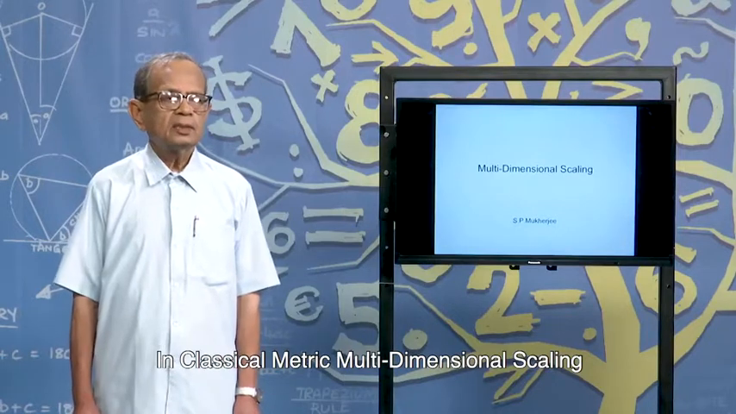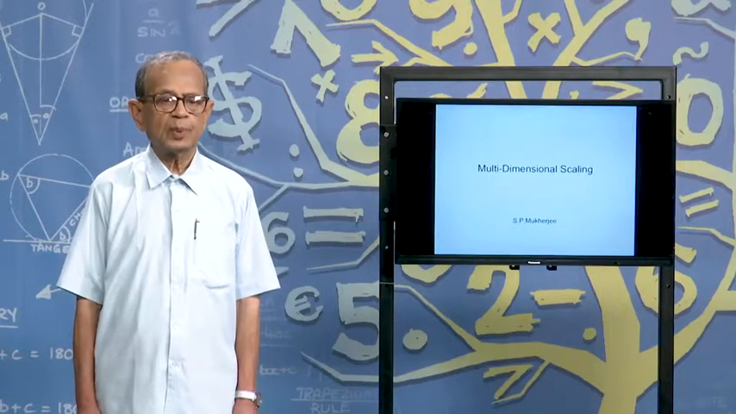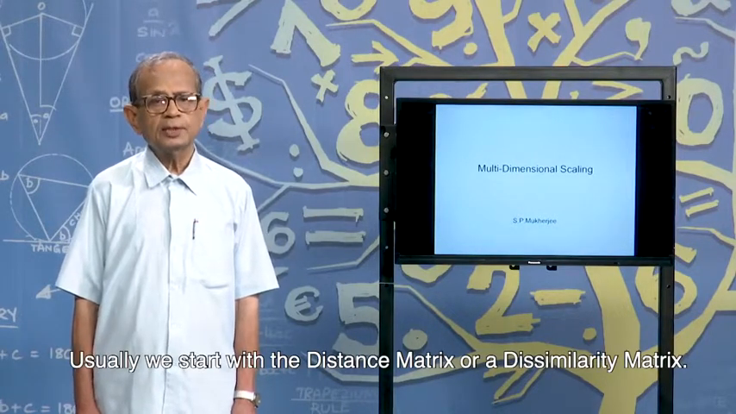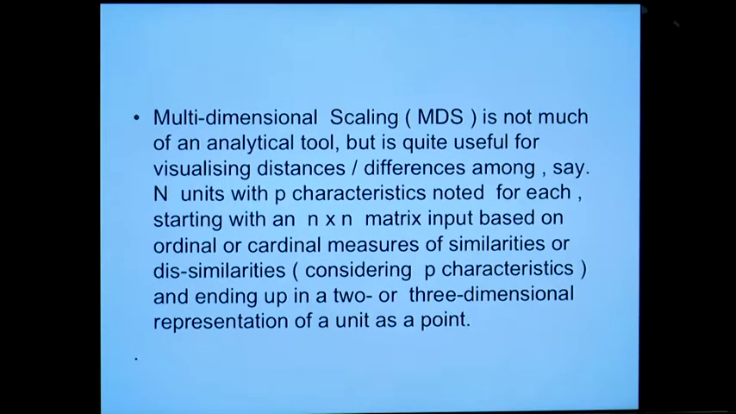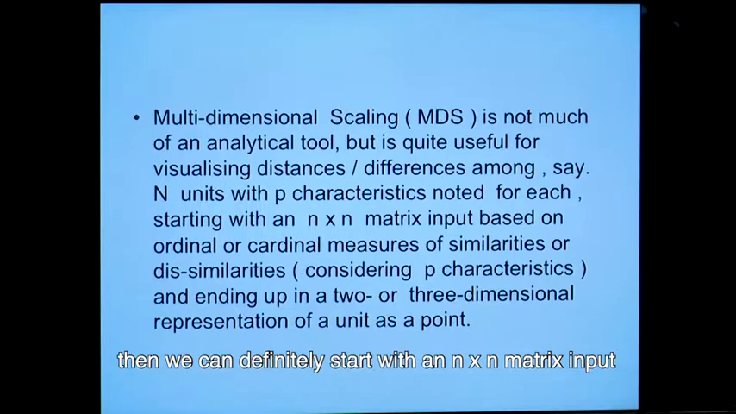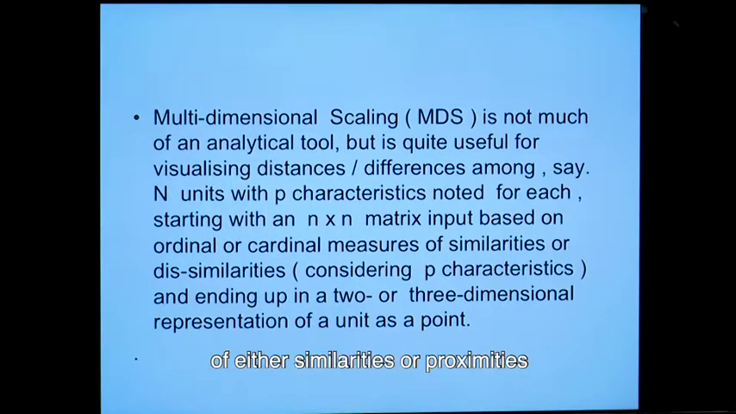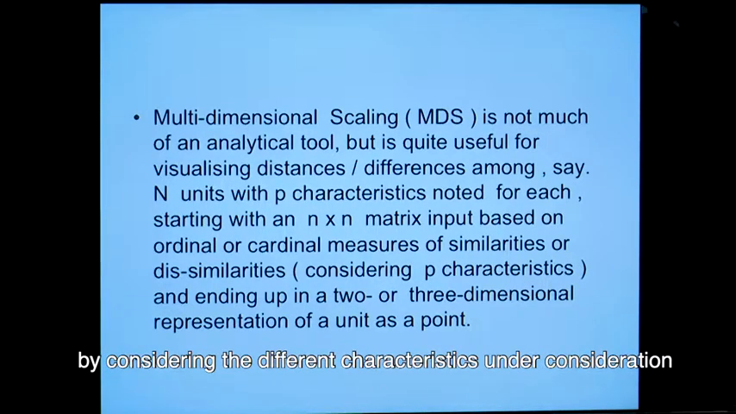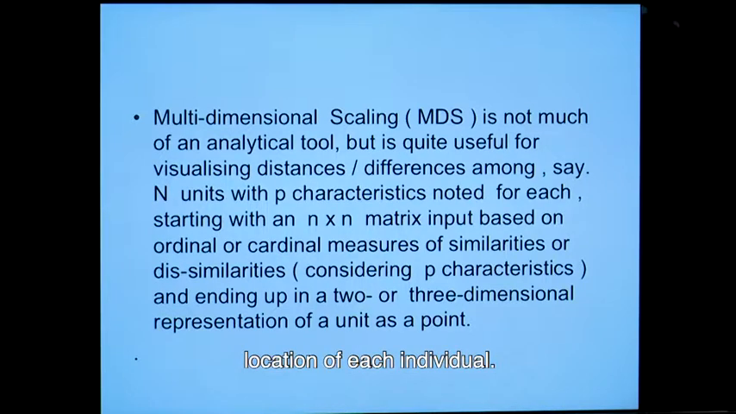In classical metric multidimensional scaling, we start with what may be called a distance matrix. We can conversely start with what may be called a proximity matrix as well. Usually, we start with a distance matrix or a dissimilarity matrix. If we have got n objects or individuals, then we can definitely start with an n by n matrix input based on either ordinal measures or cardinal measures of either similarities or proximities, or dissimilarities, which may be called distances, by considering the different characteristics under consideration and ending up in a 2 or a 3 dimensional location of each individual.